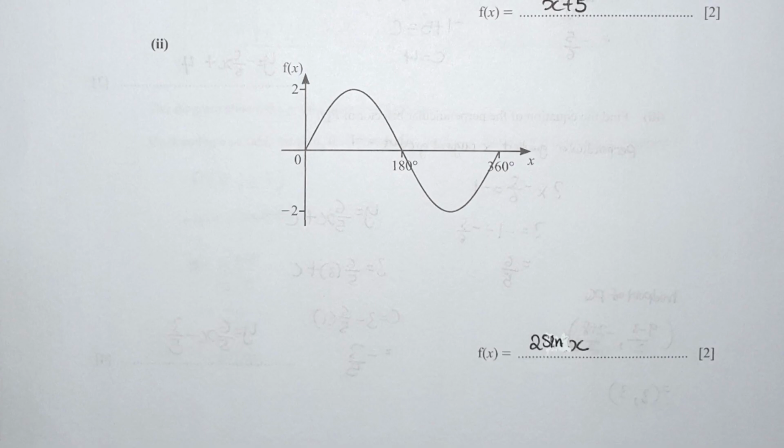As for the next one, you must immediately know it is a sine graph. However, the amplitude has been adjusted. The peak and the trough are now at 2 and negative 2, which means the amplitude is now 2. So the final answer for this function f(x) will be 2 sine x.